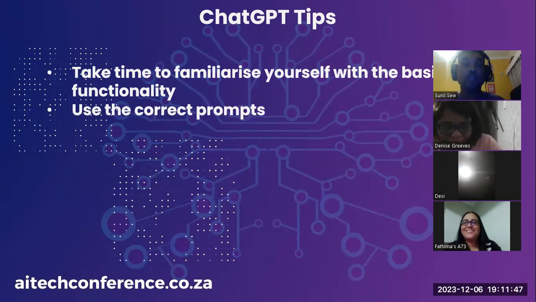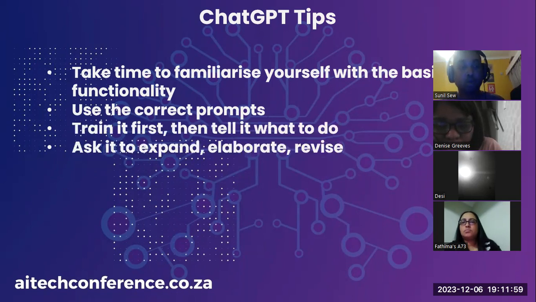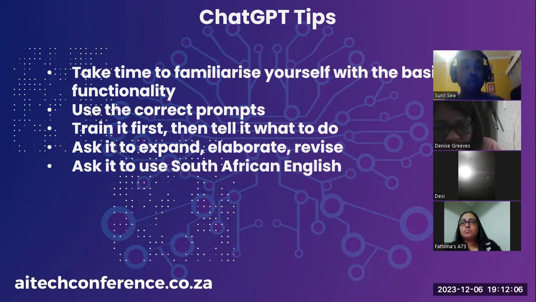Use the correct prompts. ChatGPT uses prompts. What you put into ChatGPT, they call prompts. We've all heard the saying, garbage in, garbage out. So use the right prompts, and it's going to give you better quality content. Train it first, and then tell it what to do. Ask it to expand, elaborate, and revise. Ask it to use South African English, because most of the English it uses is American or British.